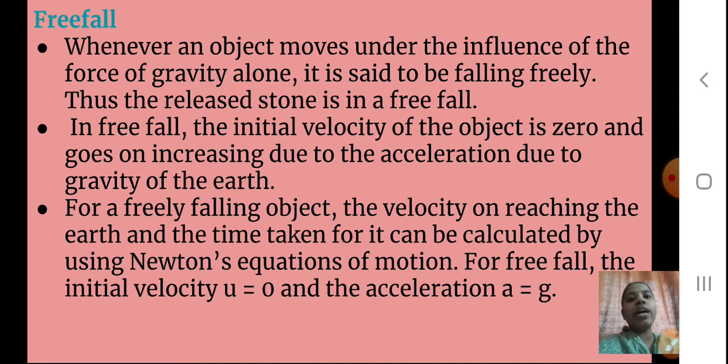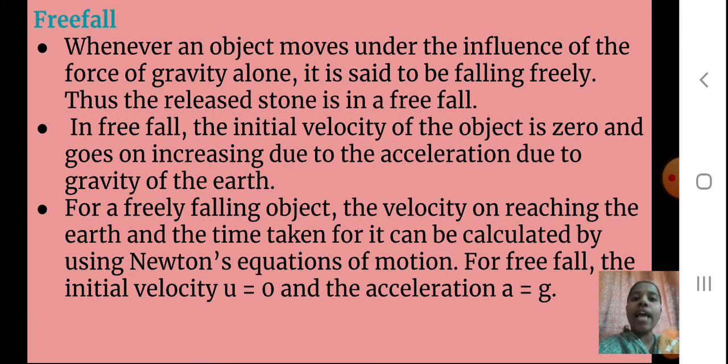Please open the book and see again. In the first lesson only, free fall is given. In free fall the initial velocity of the object is 0. Initial velocity will be 0 in free fall, and then it will go on increasing due to acceleration due to gravity of the earth. Because of the g value, acceleration due to gravity, what will increase? The velocity will increase.